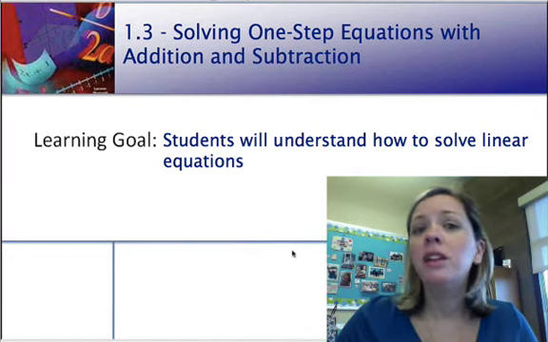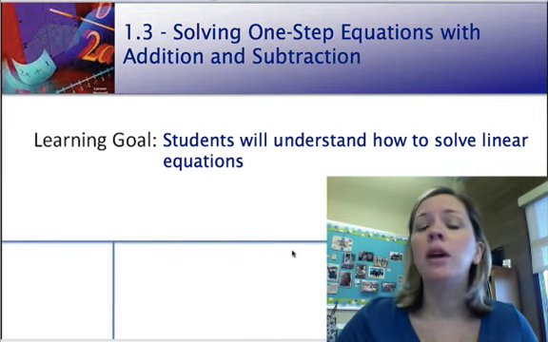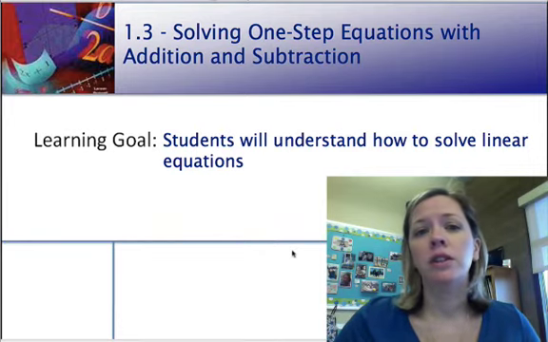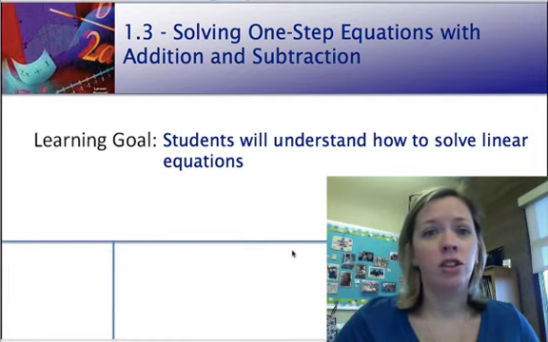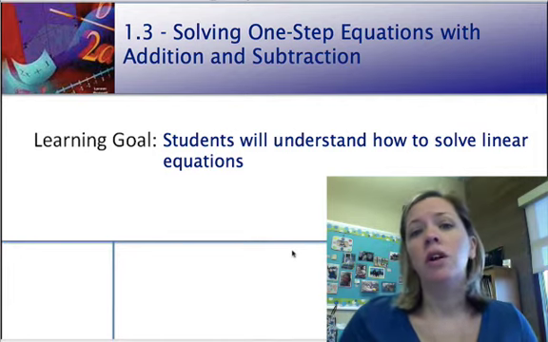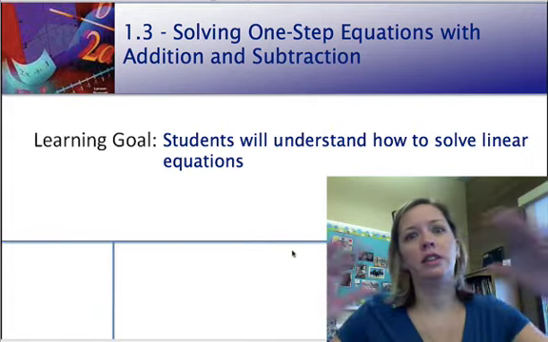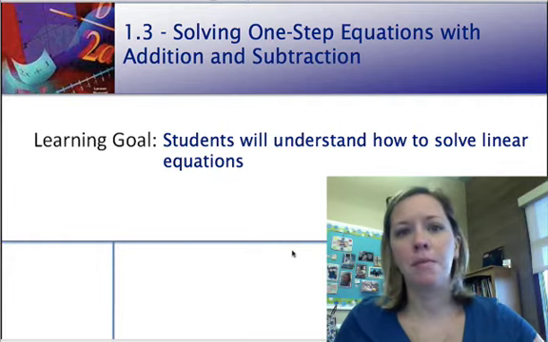In section 1.3, we're going to look at solving some equations, and we're going to take this step by step. So in this first section, we're going to look at solving one-step equations that just involve addition and subtraction. So this goes with our big learning goal of understanding how to solve linear equations, and this is going to expand over several lessons. Okay?